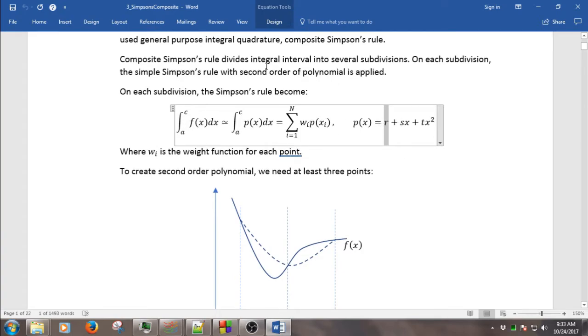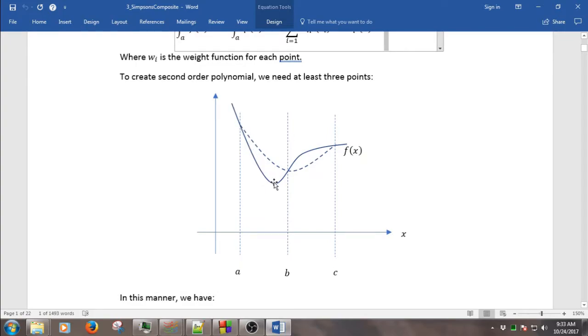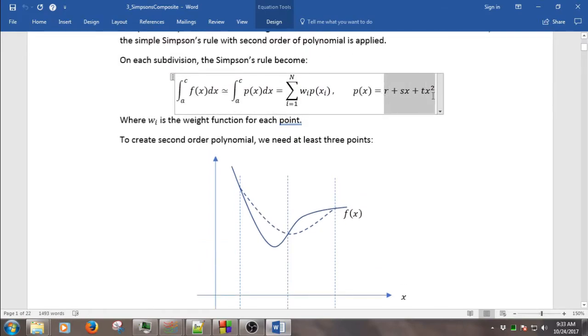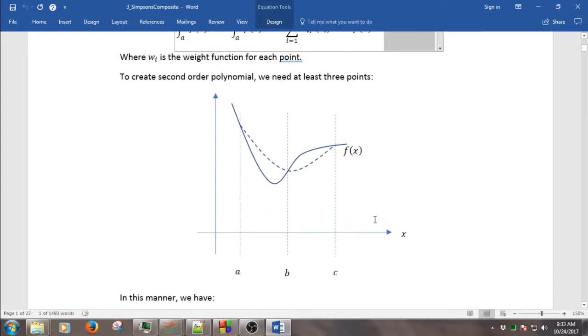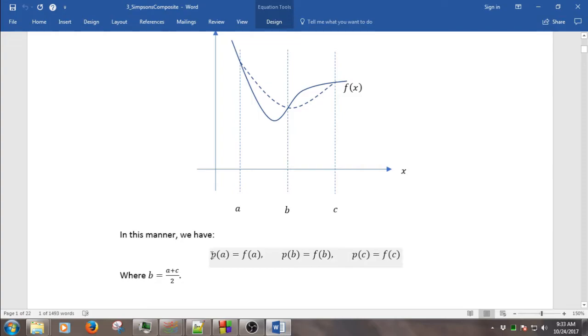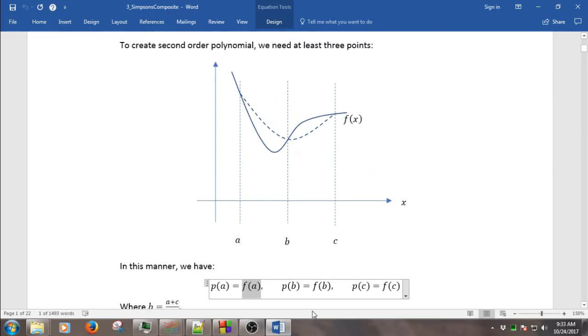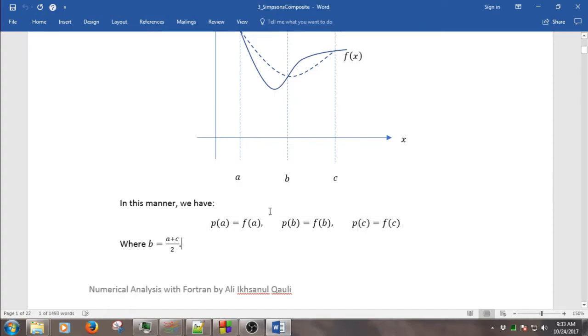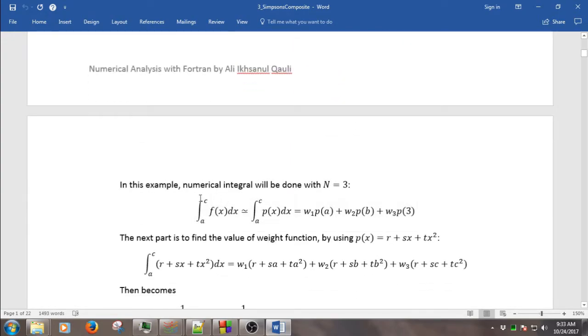So in this second order polynomial, to find r, s, and t, we need at least 3 points here. So for example, here the line resembles the function we want to integrate, and the dashed line resembles the second order polynomial here. So we have to make sure that the polynomial at a must be equal to the value of the function at a, and also it applies at b and c. By using these three equations, and also by using the mid point here, b equals a plus c over 2, we will have this.